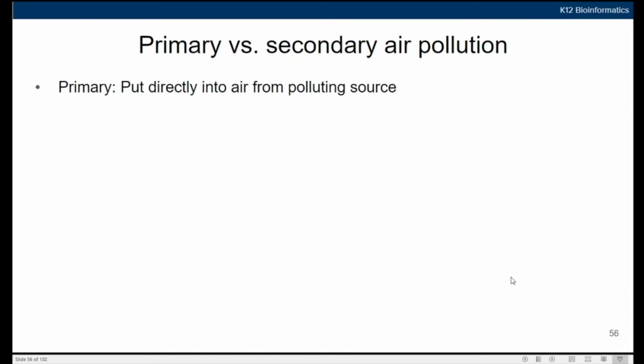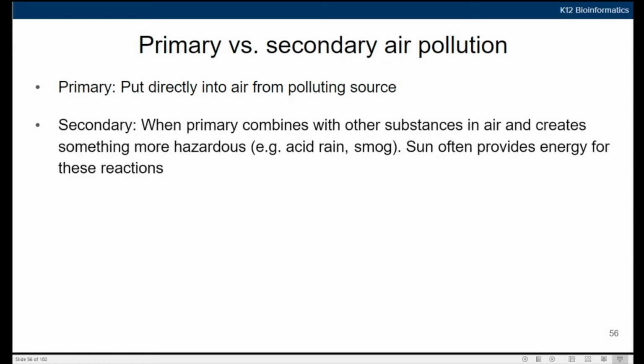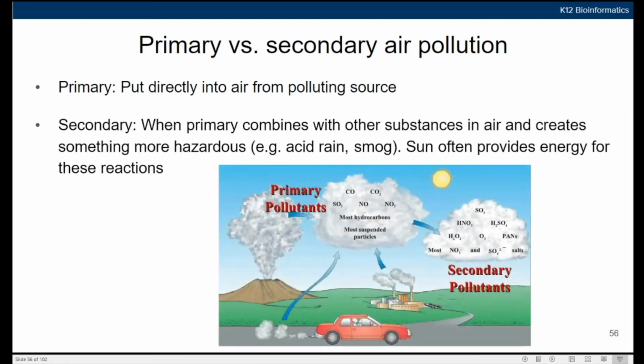Now we'll move on from particulates and identify the difference between primary and secondary air pollution. Primary refers to pollutants put directly into the air from a polluting source. Secondary air pollution occurs when primary pollutants combine with other substances in the air and create something more hazardous, for example, acid rain or smog. The sun often provides energy for these reactions.